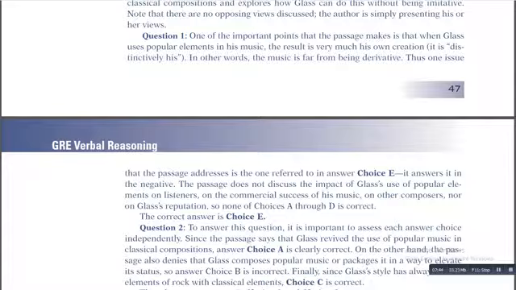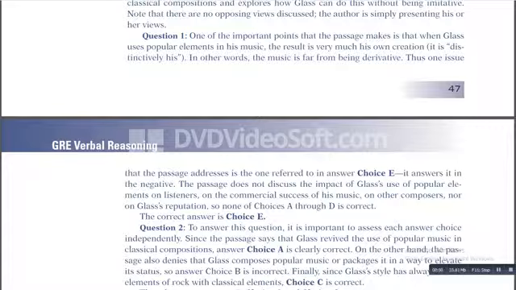So all these things are easy to talk about, but the work here is that you need to practice by answering questions. Reading passages, answering questions. That's the only way you can build yourself.